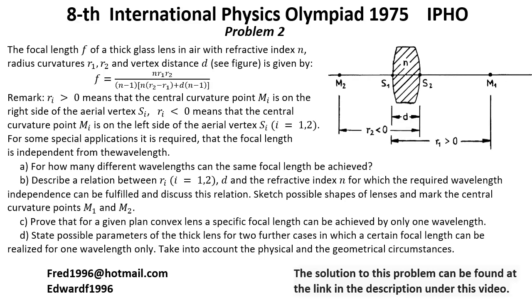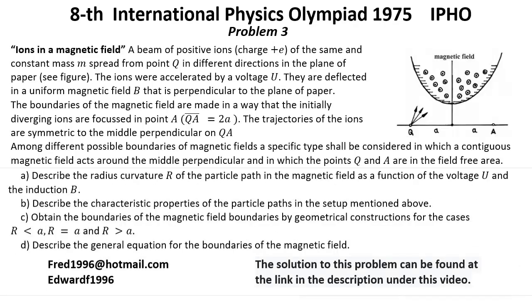Question C. Prove that for a given plane convex lens, a specific focal length can be achieved by only one wavelength. Question D. State possible parameters of the thick lens for two further cases in which a central focal length can be achieved for one wavelength only. Take into account the physical and the geometrical circumstances.